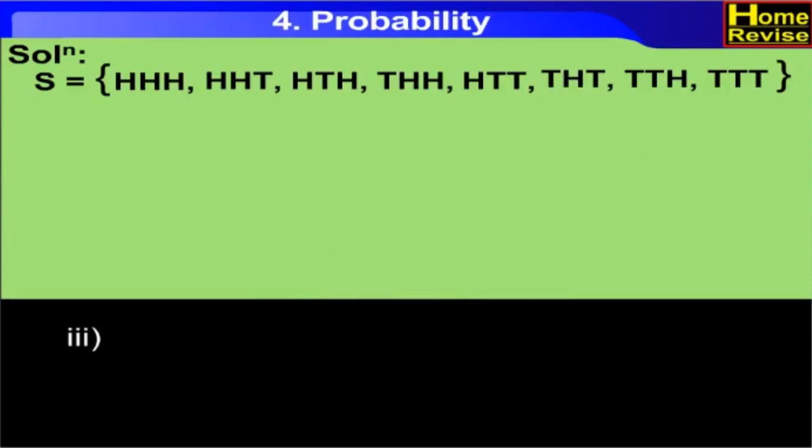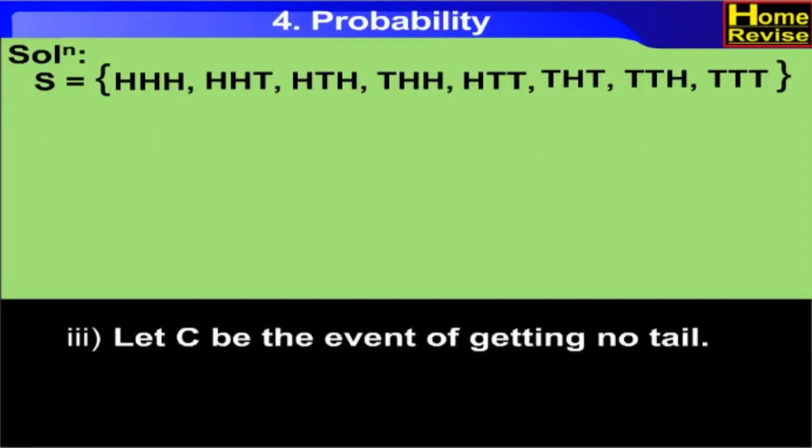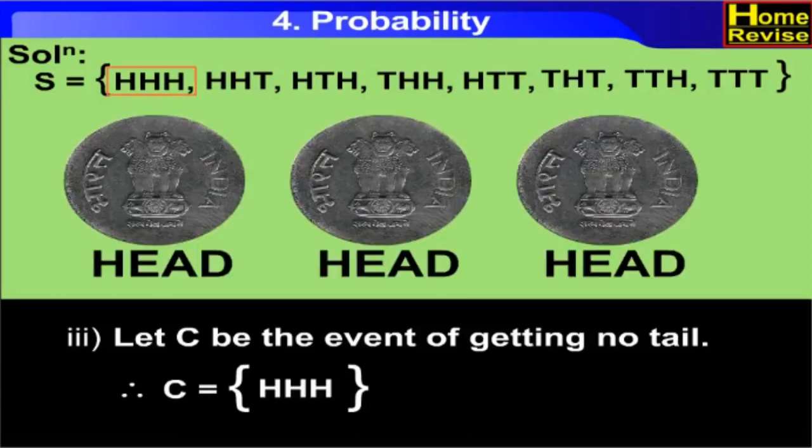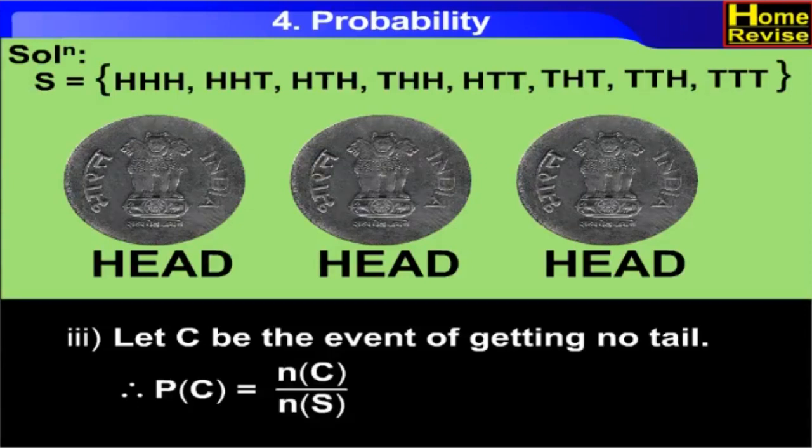Number 3. Let C be the event of getting no tail. Therefore, C is equal to {HHH}. Therefore, n(C) is equal to 1. Therefore, probability of C is equal to n(C) upon n(S) is equal to 1 upon 8. Therefore, probability of C is equal to 1 upon 8.